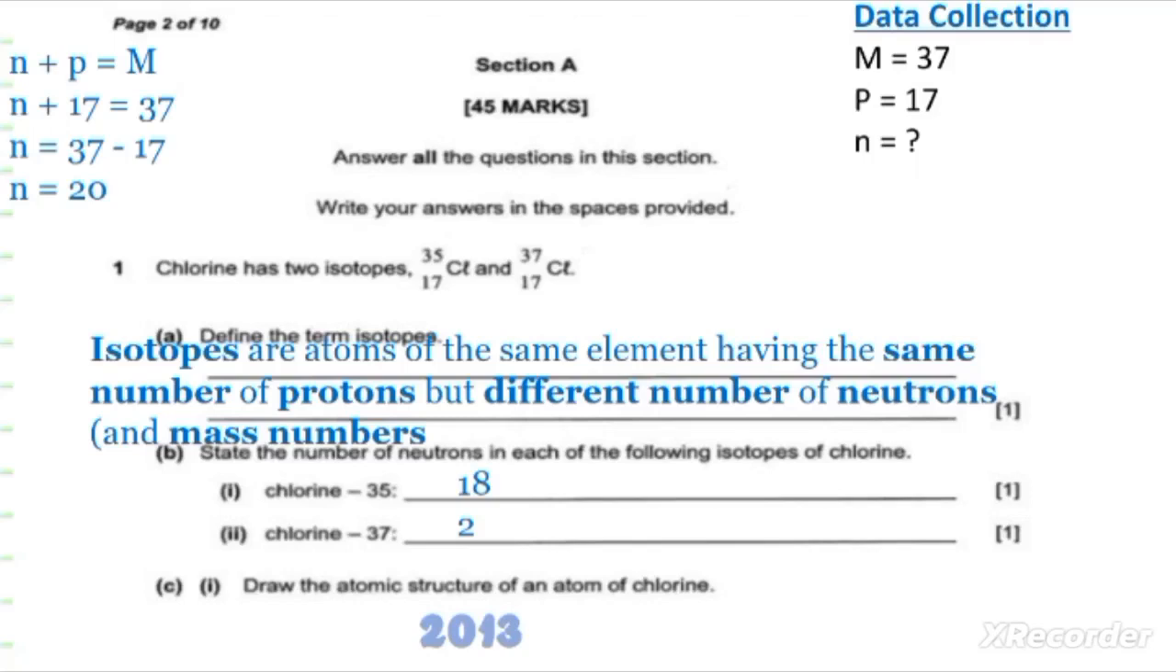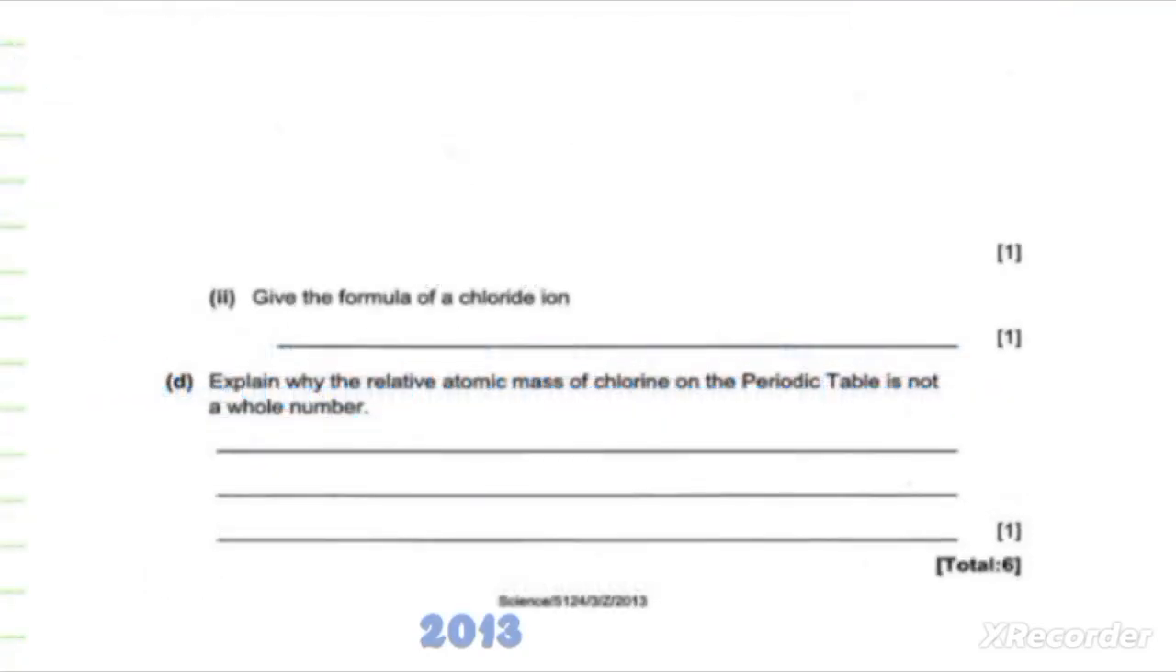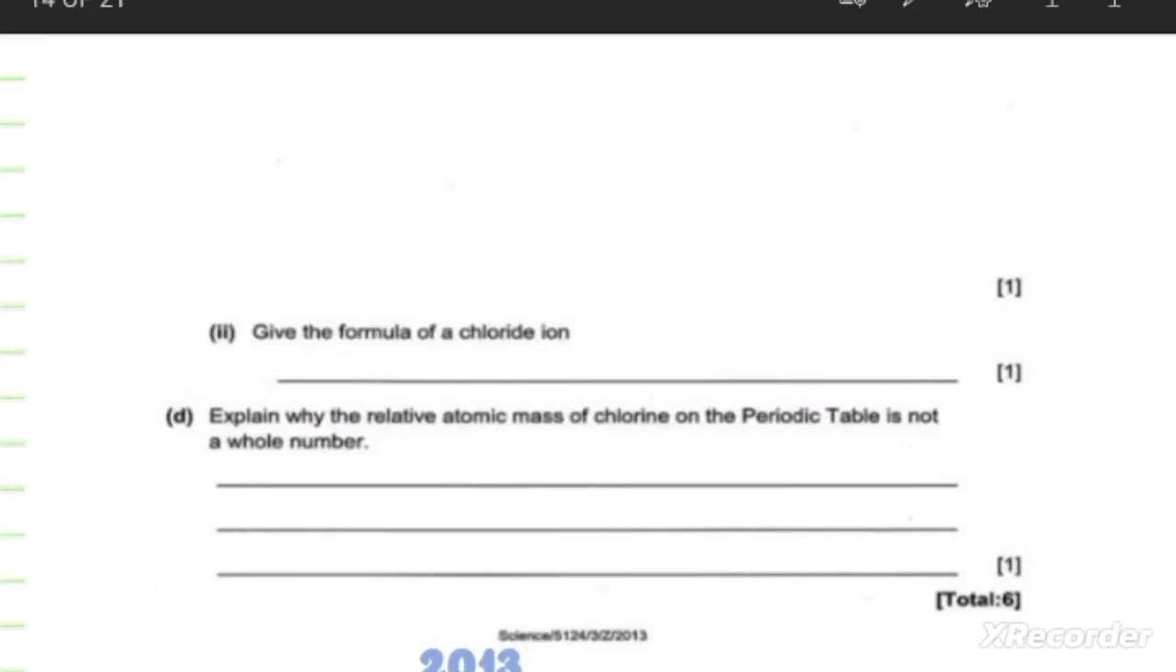Our answer is 20. The next question: draw the atomic structure of an atom of chlorine. Okay, the atomic structure. Let me try to draw the atomic structure of chlorine.